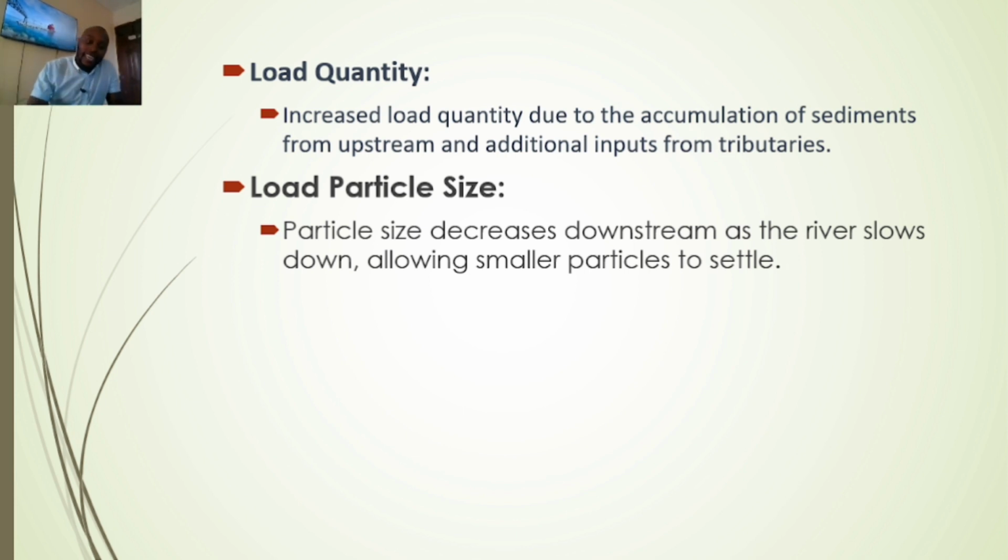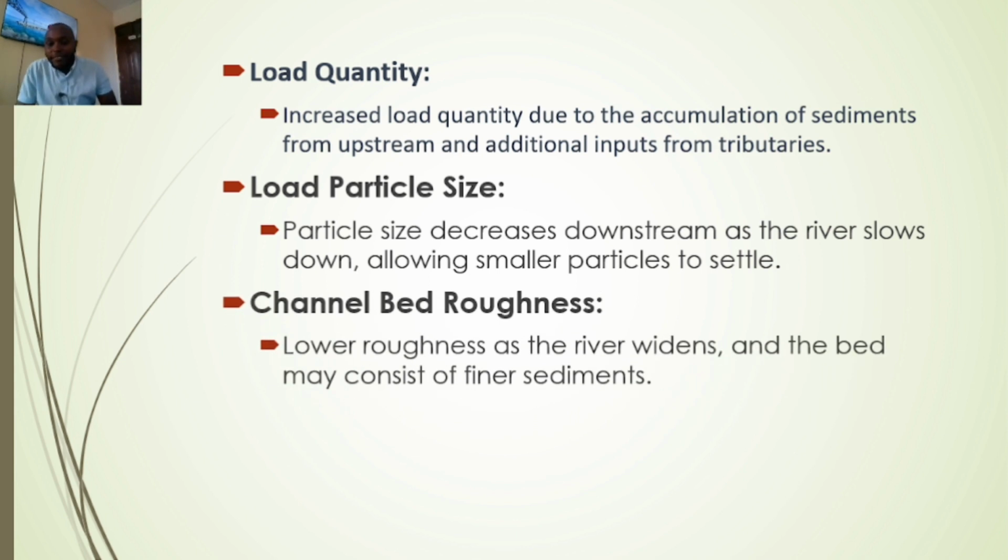Okay, it's clear. Then channel bed roughness, I've talked about this in the latter diagram. Lower roughness as the river widens. So as the river is at the beginning stage, that's upstream, it's rough, but as it widens, it's going to be soft. Remember, also erosion is taking place and smoothening that riverbed. And the bed may consist of finer sediments.